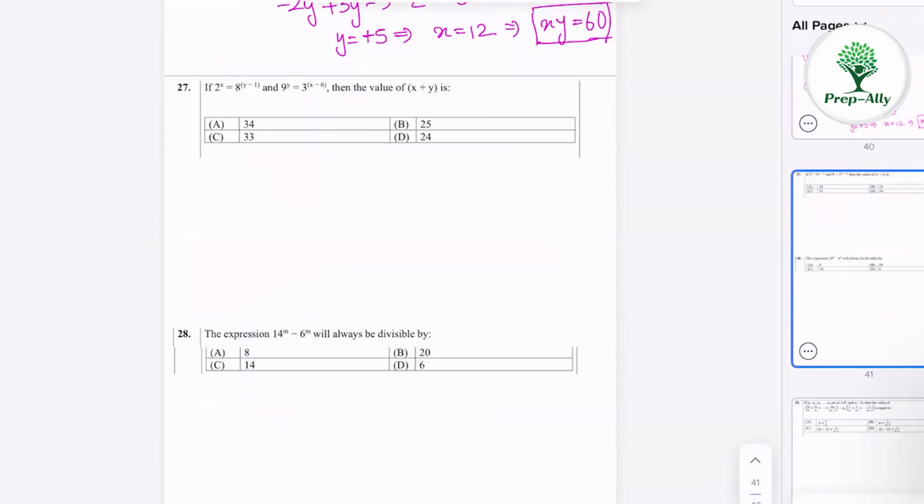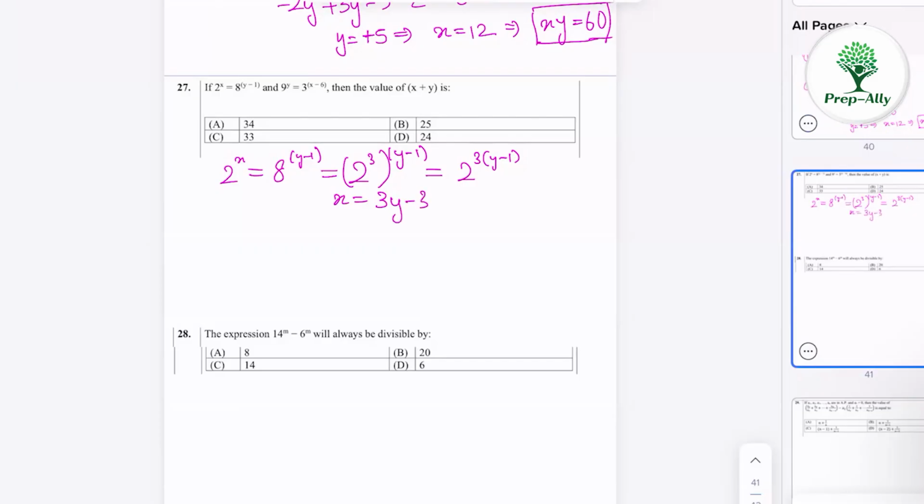So let's look at question number 27. So we have 2 power x equals 8 power y minus 1, which can be written as 2 power 3 power y minus 1. Here we'll multiply the powers, right? So we have 2 power 3 times y minus 1. So this simplifies to x equal to 3y minus 3, right?